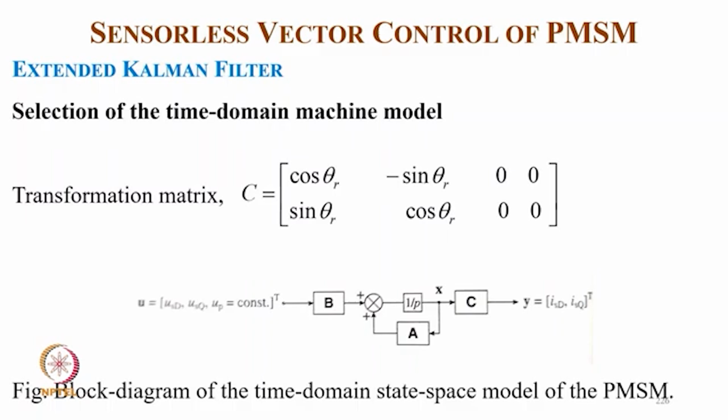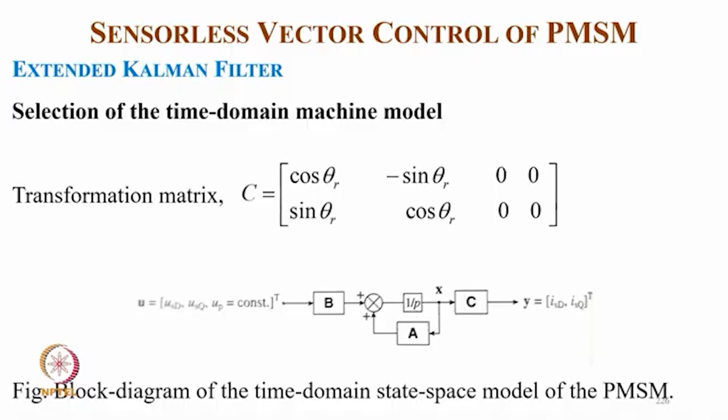And from this the voltage vector USD, USQ, UV, and from this the torque we get from the transpose, and from the X we get again 1 upon P, then we get the X, and then through C we get the Y.